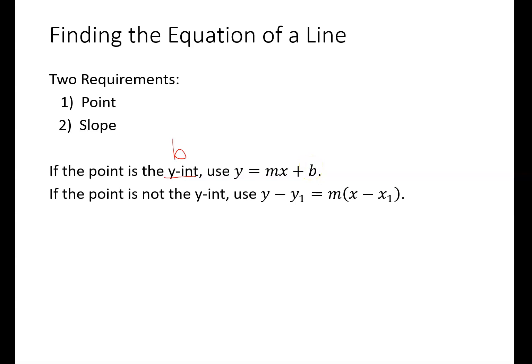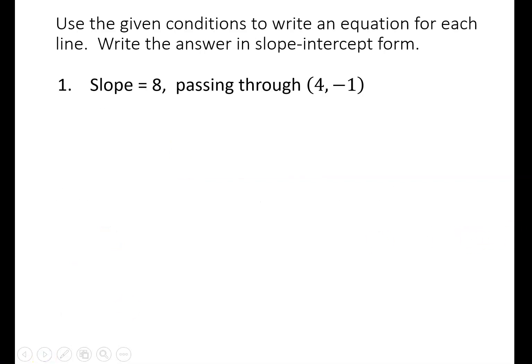and then you're done. But if the point is not the y-intercept, so you do not know what b is, that's when we're going to use this point-slope form. And we'll substitute into it and simplify it until it gets into slope-intercept form. So let me show you some examples. It says, use the given conditions to write an equation for each line. Write the answer in slope-intercept form.